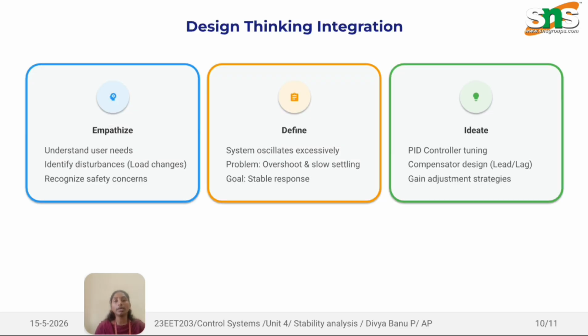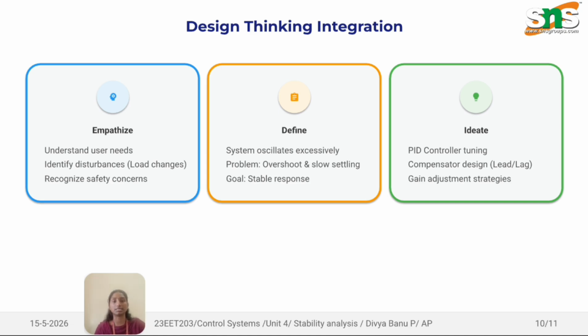Now, when we go with design thinking integration into the system, in the empathize part we are understanding the user needs, identifying the disturbances and recognizing safety concerns. In the define part, we identify that the system oscillates excessively, the problems are overshoot and slow settling, and the goal is a stable response. In ideate, we are going to use compensator designs and controllers to make gain adjustments and make the system stable.